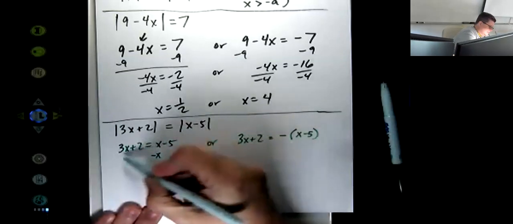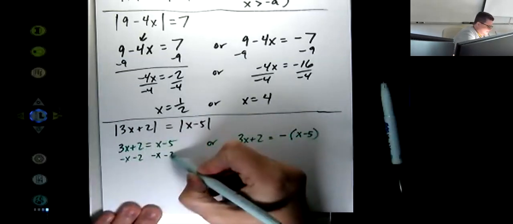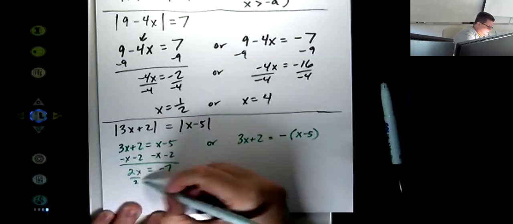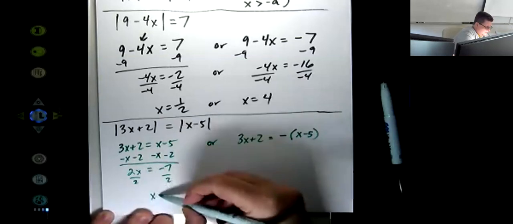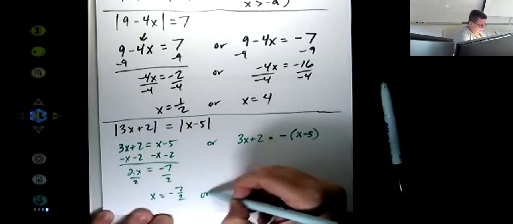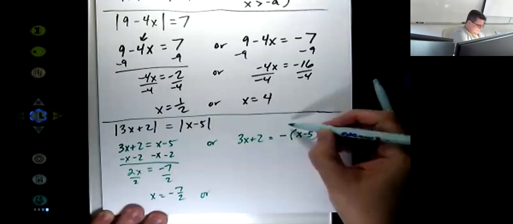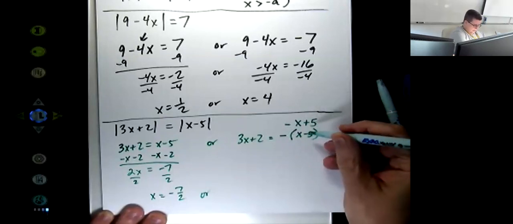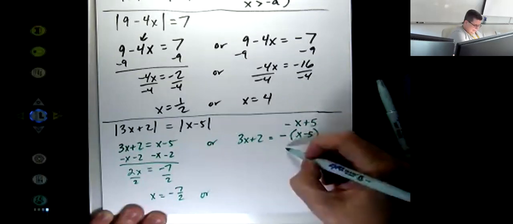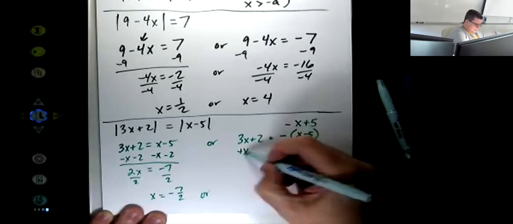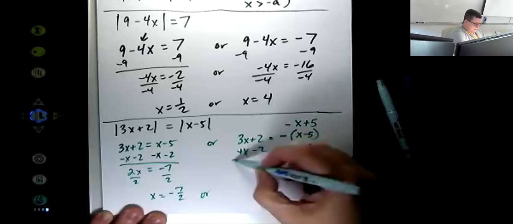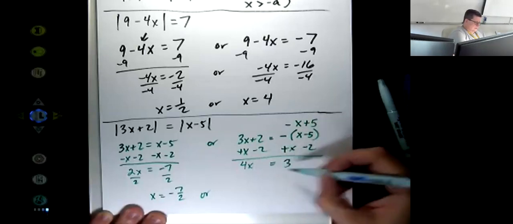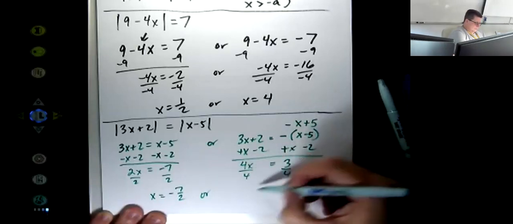So I move the x's to the left. Get 2x equals negative 7. So x equals negative 7 over 2, or this becomes negative x plus 5. So I will add x to both sides, subtract 2, and you get 4x equals 3. Divide by 4, and I get x equals 3/4.